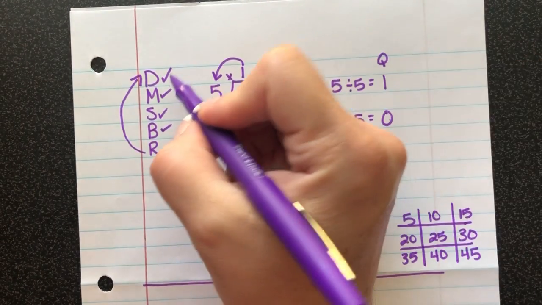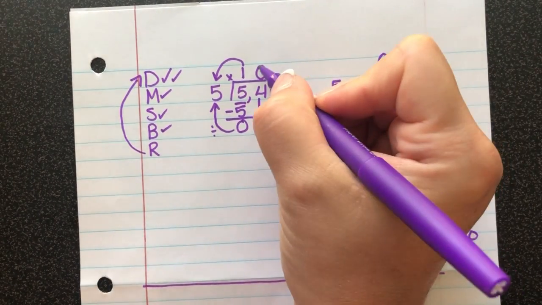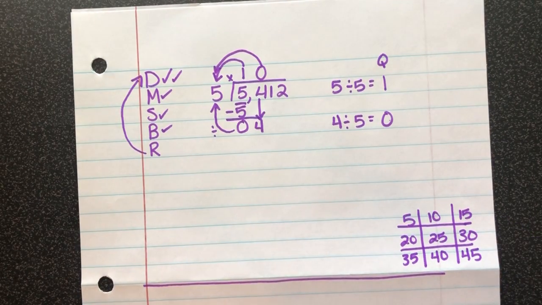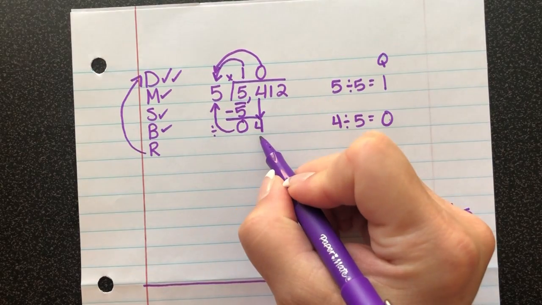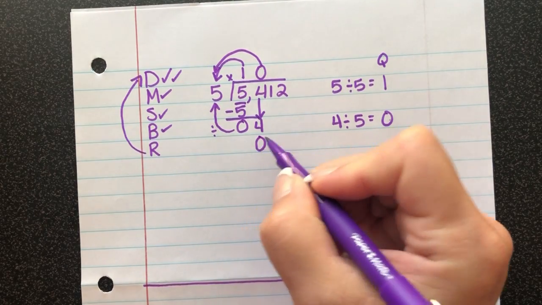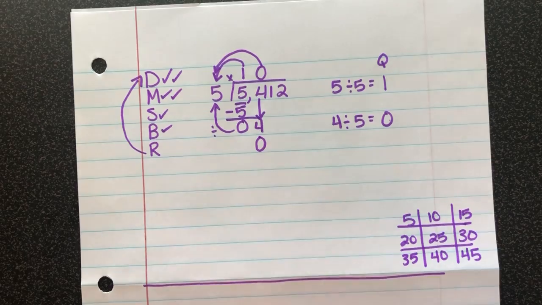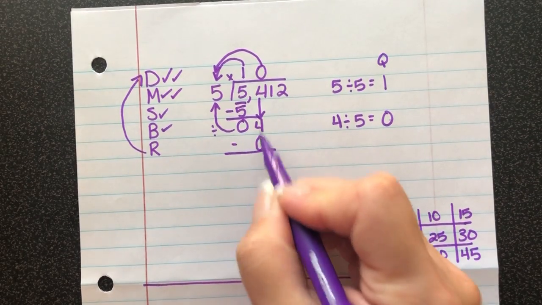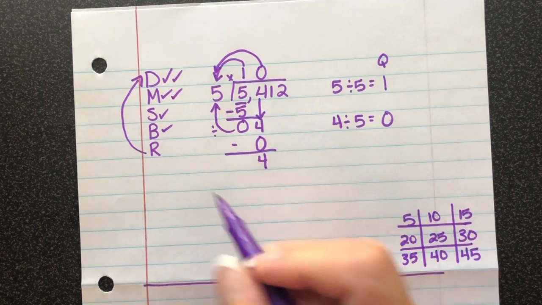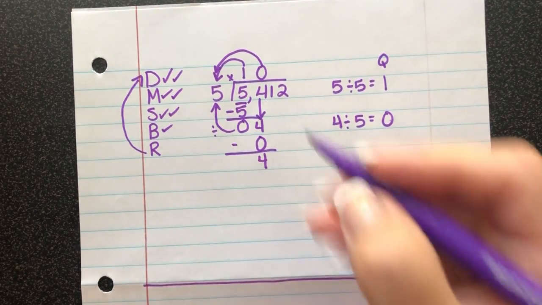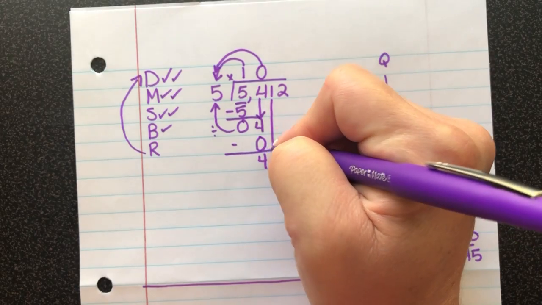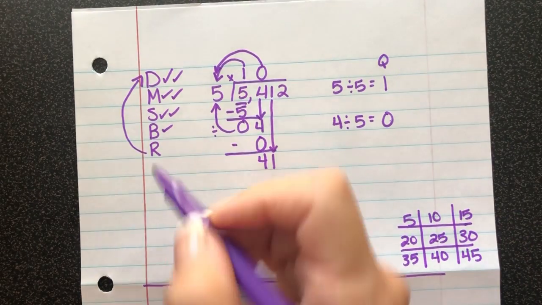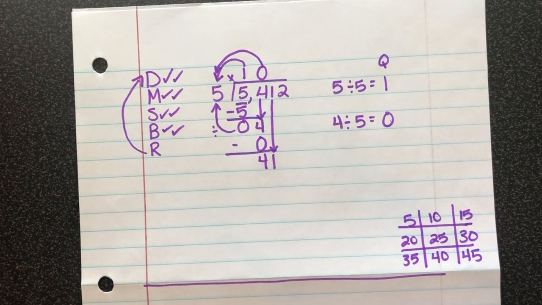Okay, so we've divided. Now we need to multiply that 0 times 5. 0 times 5 is 0. Okay, so that 0 is going to go down here underneath the 4. Okay, so we've multiplied. Now we need to subtract it. 4 minus 0 is 4. Okay, so we have that 4 again, but the difference is now we're going to bring down the 1 to make that number 41. Okay, so we just brought down.